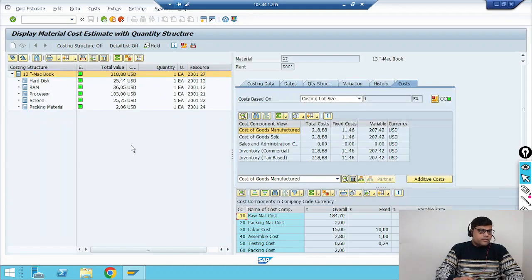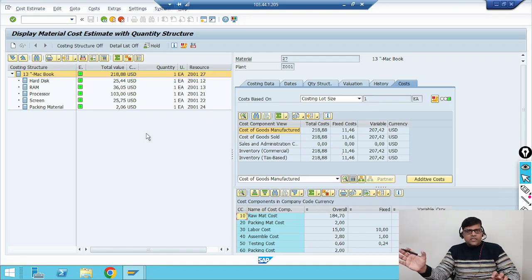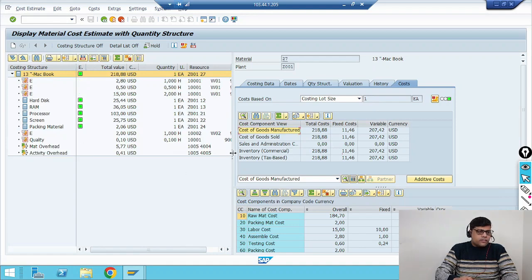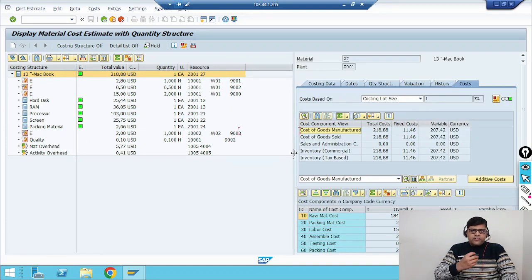So for that purpose, we should have all the backend configuration, as I said: PP configuration, CO configuration, cost object configuration, cost center. Everything needs to be configured. All this integration must be there. Now assume that everything is there and the user just executed the cost and this cost is calculated. Now let's see what the different components are. A little while ago I said that there are different components. So we have material cost.